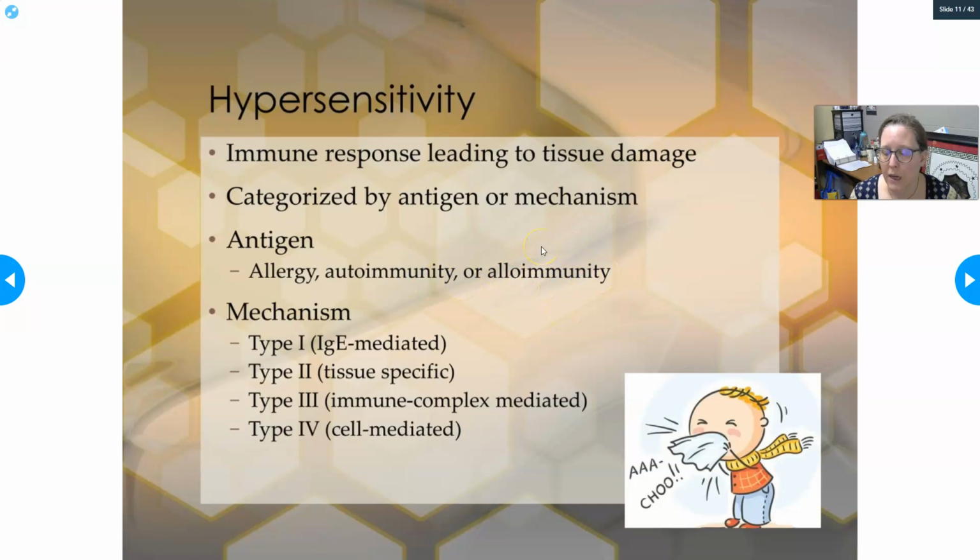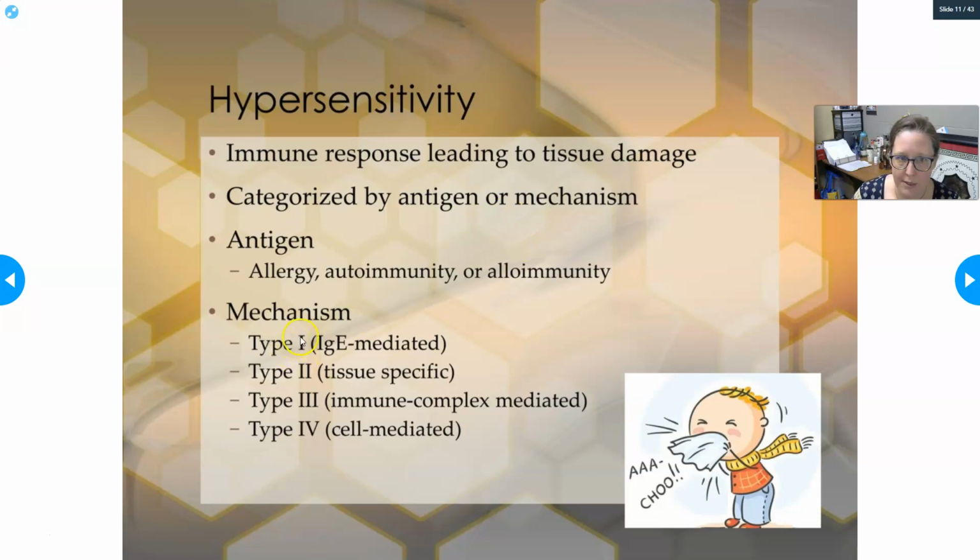Alloimmunity would be your body reacting to a transplanted organ or transplanted tissue, as it really kind of should, but you hope that it's matched appropriately so that the immune system of the recipient can be fooled into thinking that the donor tissue is the same as its own.